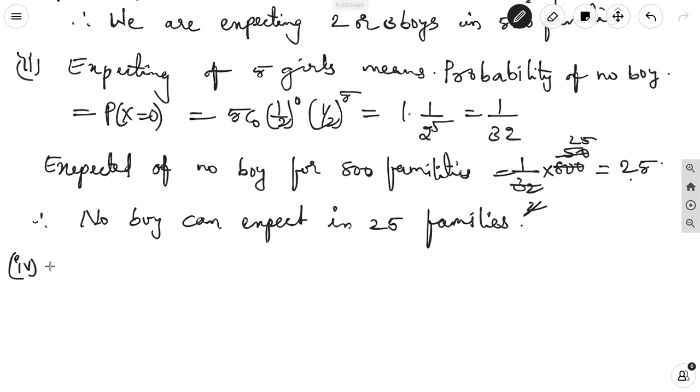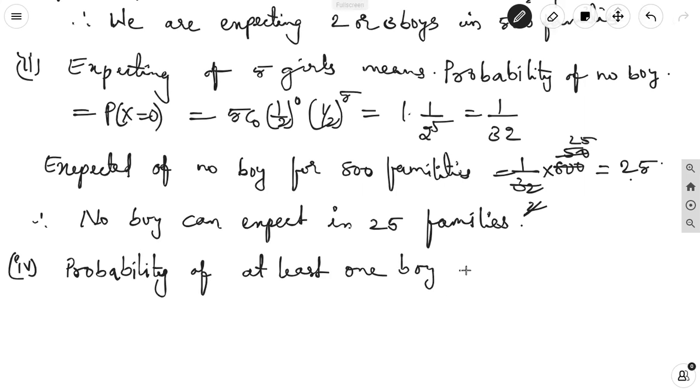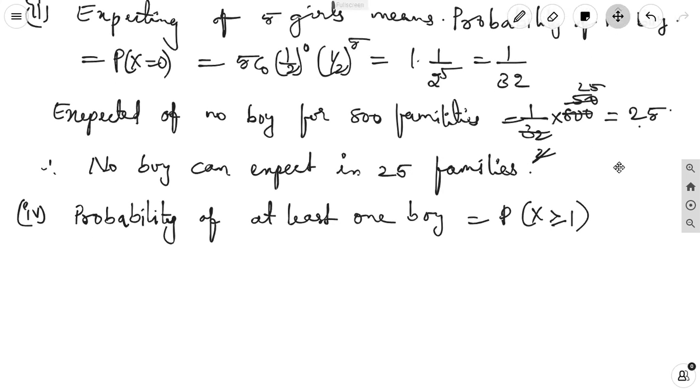Fourth one, D. D is at least one boy. Probability of at least one boy. At least one boy means X is equal to 1 or greater than 1. Minimum one boy means the possibilities are 1, 2, 3, 4, 5.